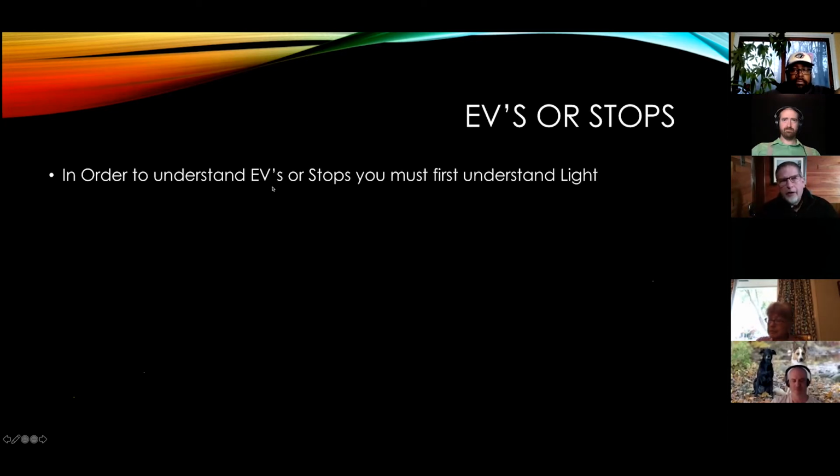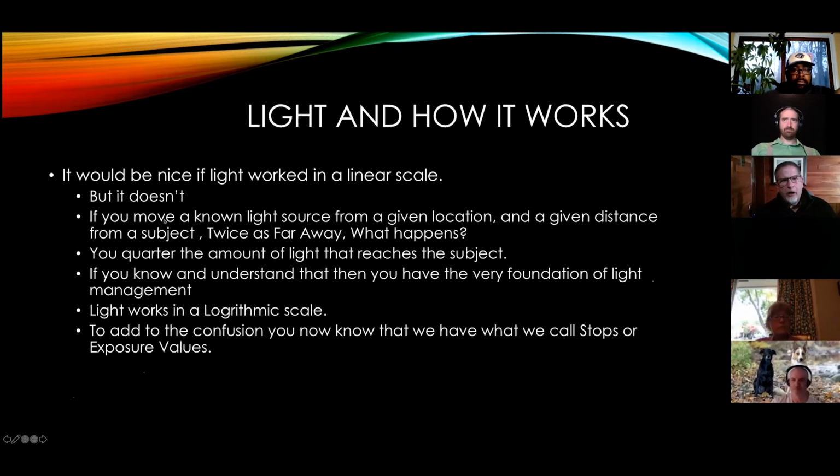So in order to understand EVs or stops, you must first understand light. And it'd be nice if light worked in a linear scale, but it doesn't. Unfortunately, it works in a logarithmic scale. So if you quarter the amount of light that reaches the subject, it's twice as far. So in other words, if you double the distance, you get a quarter the amount of light, which is the inverse square or logarithmic scale.